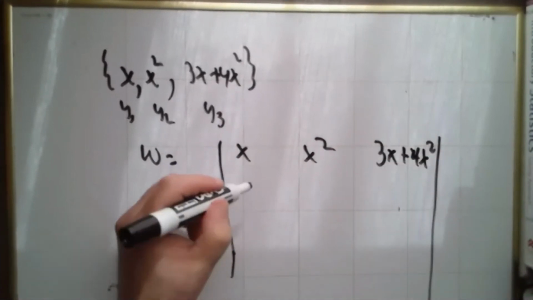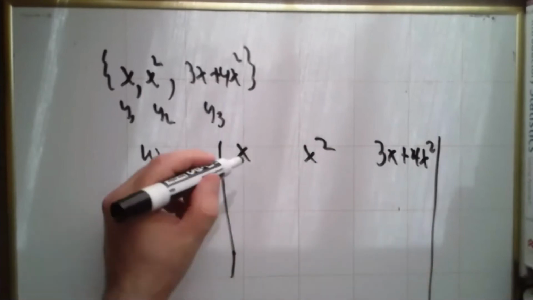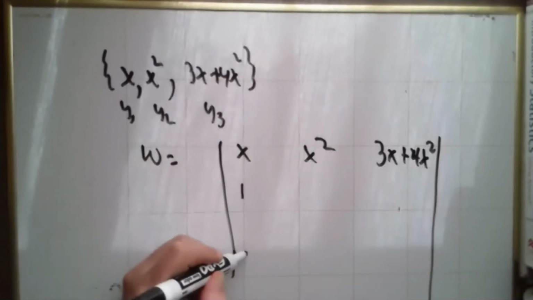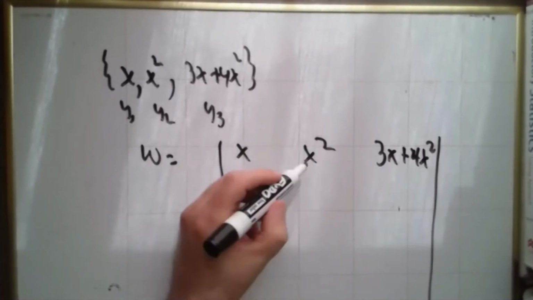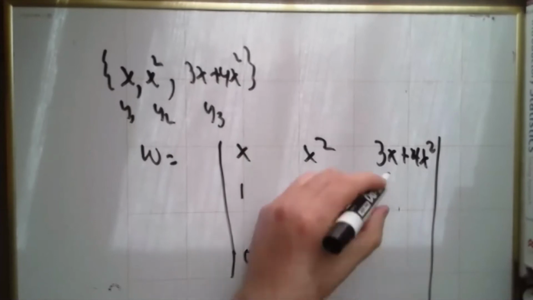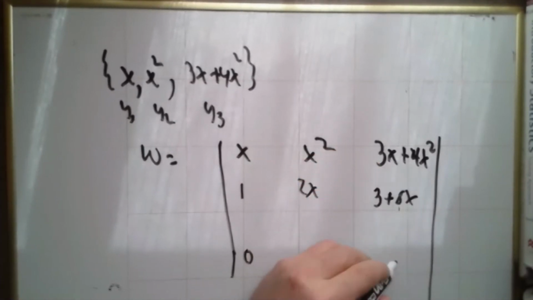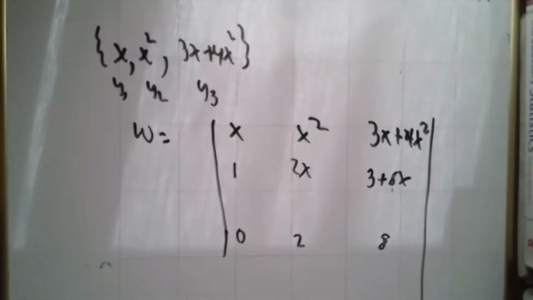Then I take derivatives. My suggestion is go down. Don't go row by row. Take a derivative, take another derivative, and so forth. This would be what? 3 plus 8x. This would be 8. Okay, we need to take this guy's determinant, a 3 by 3 determinant.